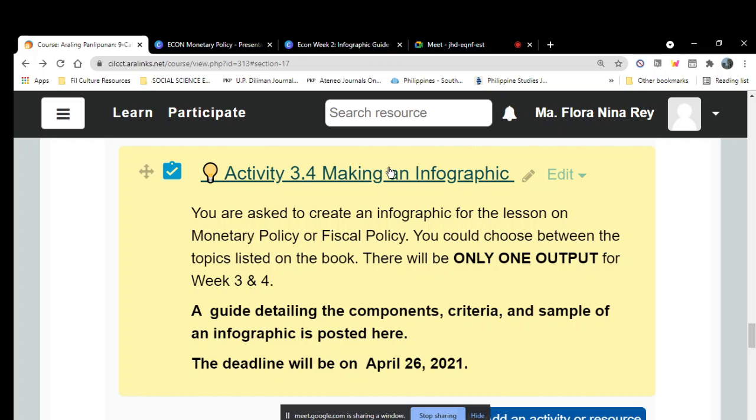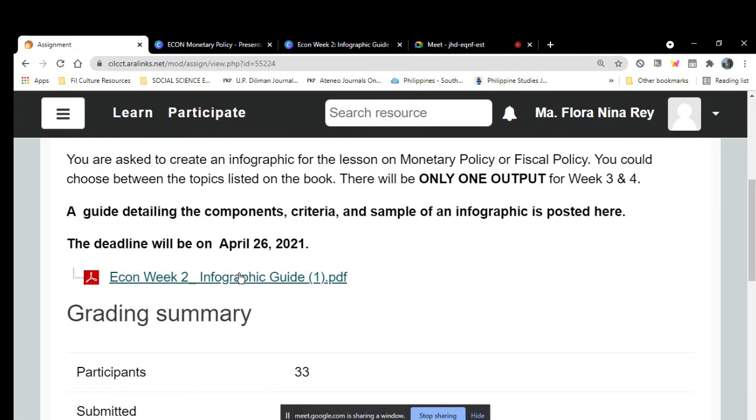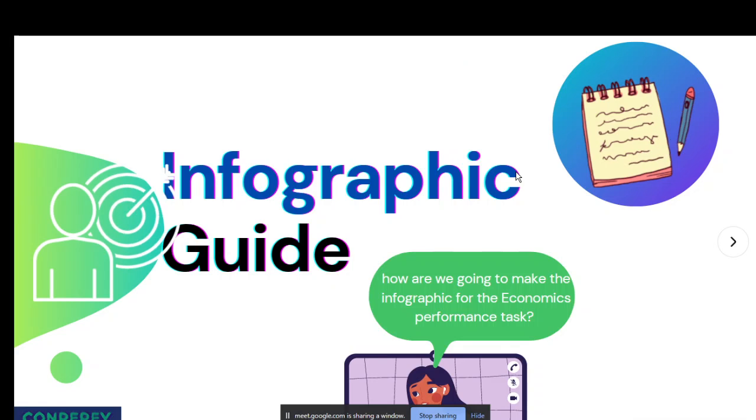So for the activity 3.4, making an infographic, this one, just make sure you download this infographic guide. Ayan, so eto yung ating gagawin para sa infographic. I will also be posting a video presentation of this. So medyo pahapyaw lang muna yung pag-discuss ko ngayon kasi wala tayong time.